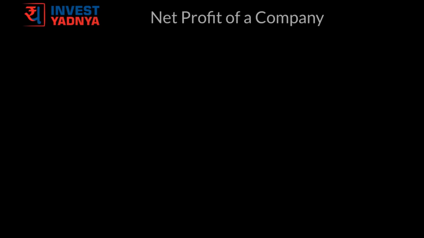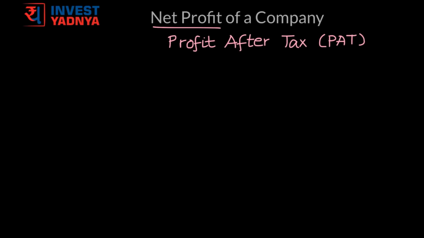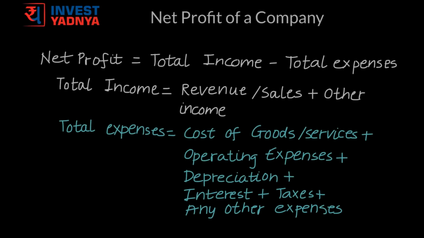Today we are going to talk about net profit of a company, also known as profit after tax. So what is the simple formula of net profit? Net profit is total income minus total expenses. Now what is total income? The revenue or sales generated by selling goods or services that the company produces plus some other income.